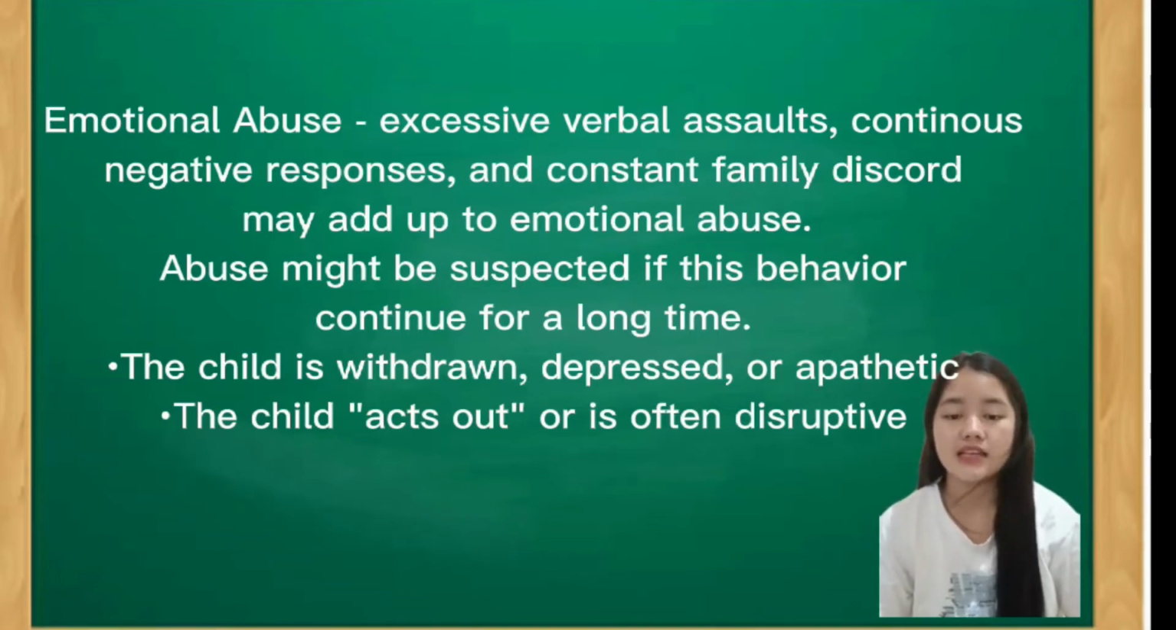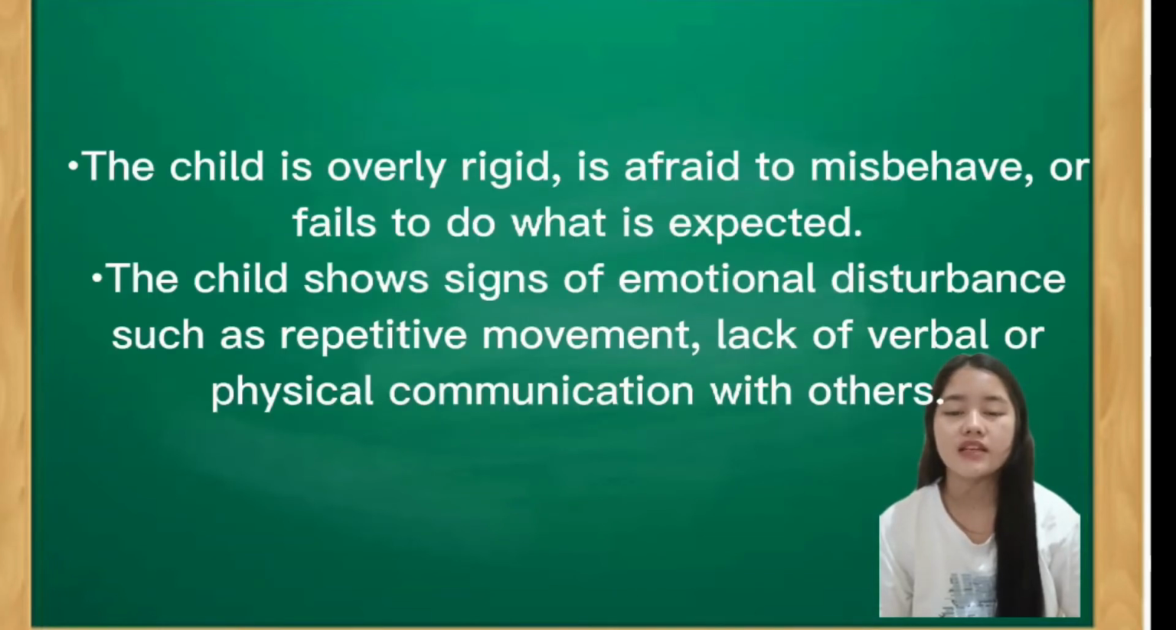So these are the signs of emotional abuse. First, the child is withdrawn, depressed, or apathetic. The child acts out or is often disruptive. The child is overly rigid, is afraid to misbehave, or fails to do what is expected. The child shows signs of emotional disturbance such as repetitive movements, or lack of verbal or physical communication with others. And the next one is emotional deprivation.